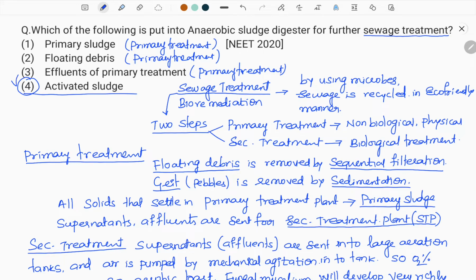Do remember the aerobic bacteria, the flocks, the fungal mycelium, after digesting the organic matter, the sediment part is called activated sludge. So this question is very, very important.